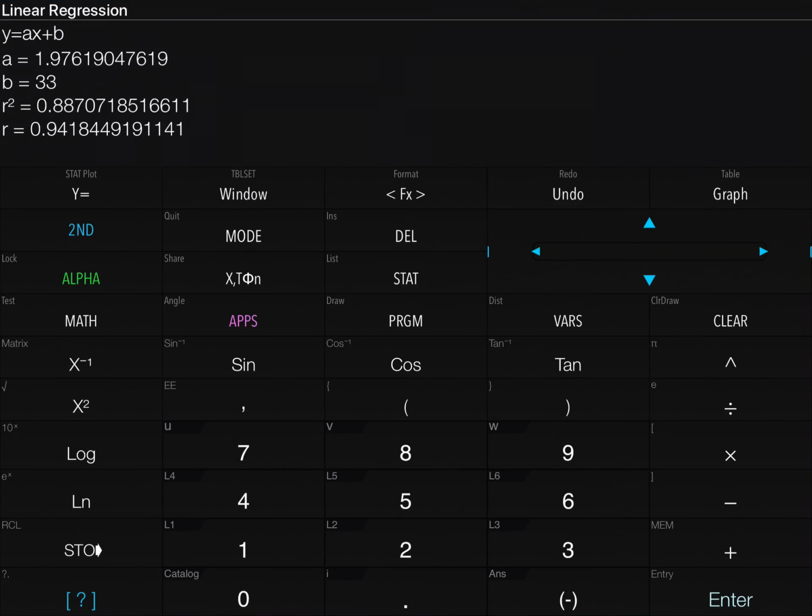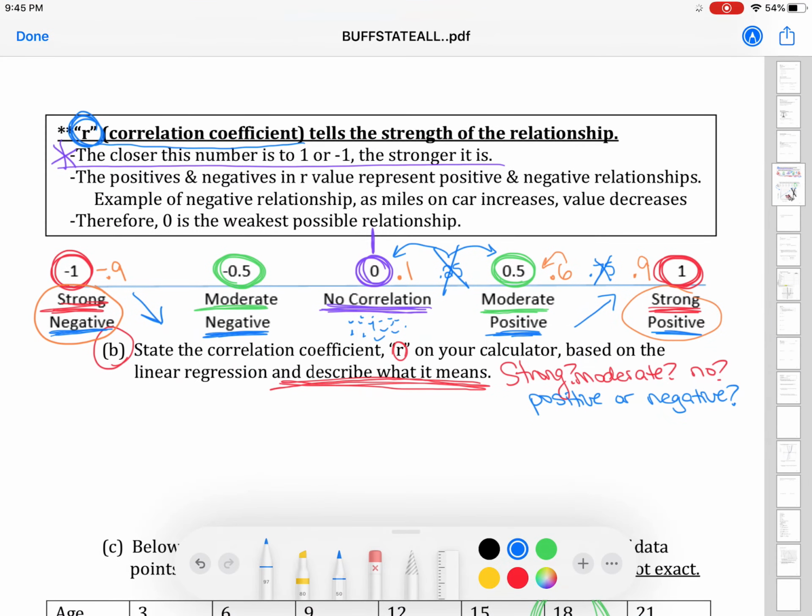So let's do our first example from our information on this calculator. Okay, so we only used A and B before. We're going to now look at R to figure out the correlation strength of this data. There we go. So you'll notice there's an R squared and there's an R. You will never, ever use R squared. It's always going to be R.